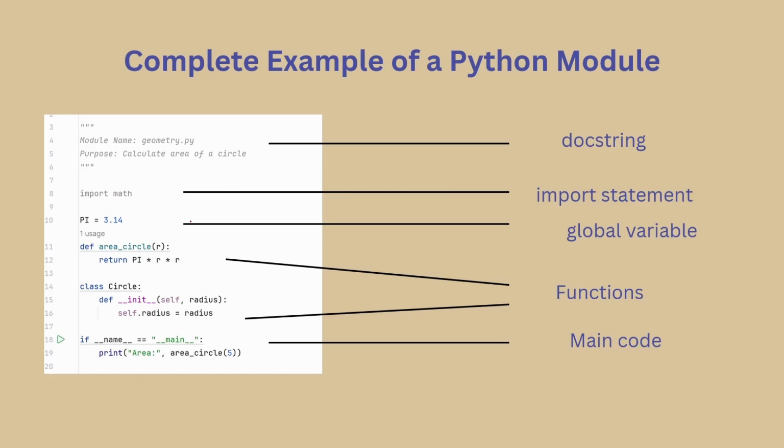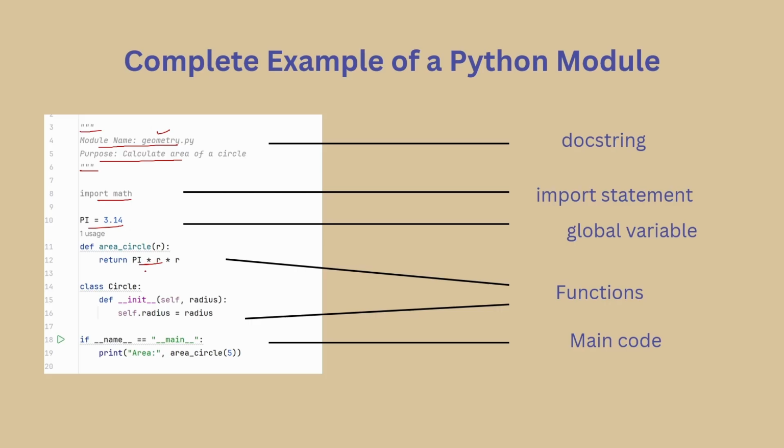See here, this part inside these quotes: module name, geometry.py, purpose, calculate the area of a circle. So we have defined our module name, and then we define the purpose, which is calculating the area of a circle. So this is the docstring, right? It describes what this module is and what its purpose is. Then we have import math, the import statement, right? Then we have pi equals 3.14. This is the global variable, right? Then we have defined area_circle, where we return the area of the circle, pi r square.